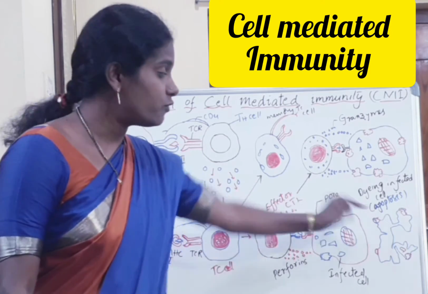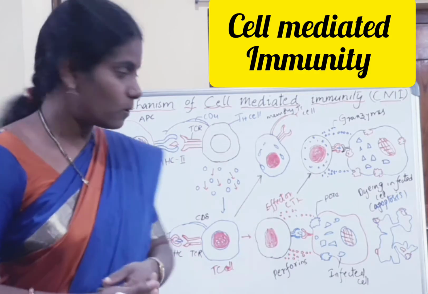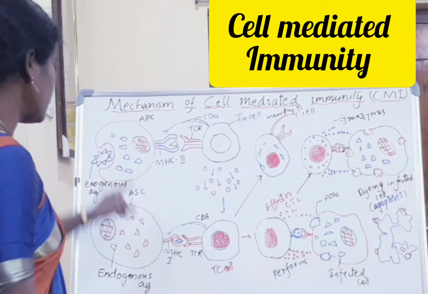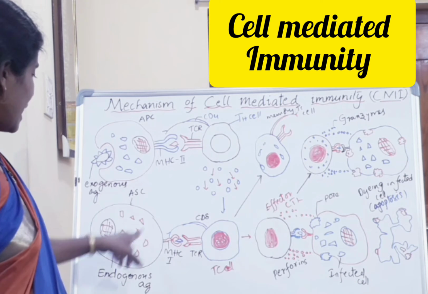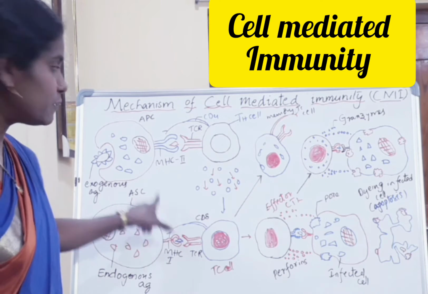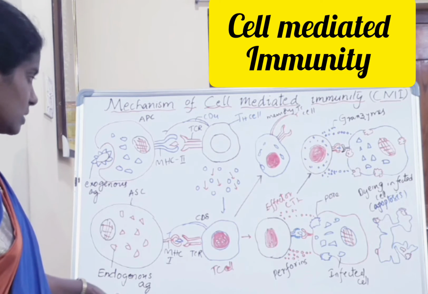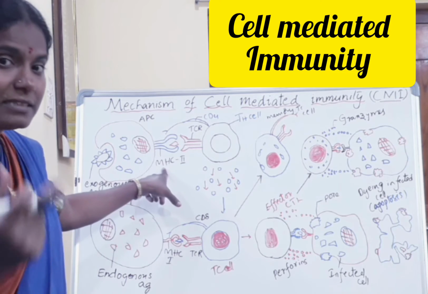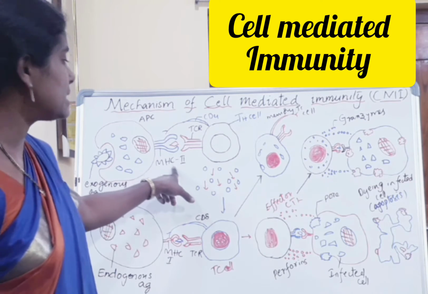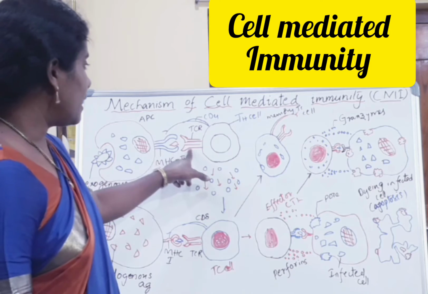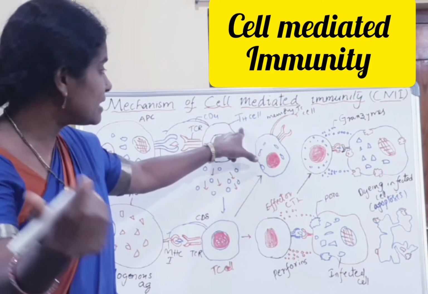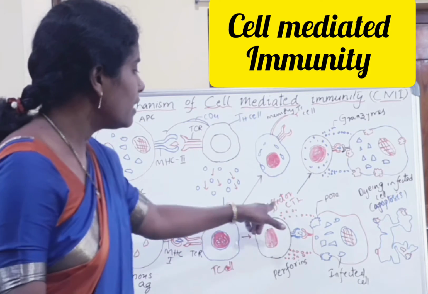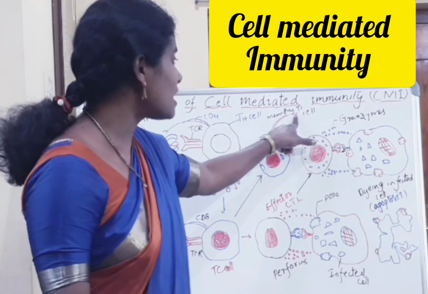Very important term for NEET also. Now let me give you the overall picture in short. Antigen presenting cells as well as altered self cells process exogenous and endogenous antigens, processed and displayed with the help of MHC class 2 and 1. Then they are recognized by T helper cells, which release interleukins. They activate TC cells to release effector cytotoxic T lymphocytes and memory T cells.